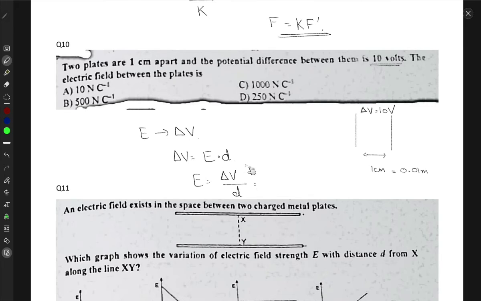And so just doing the math now by putting in values, delta V is 10 volts, right? Now D would be used in terms of meters, right? Because you can see that all of these options are given in newtons per coulomb, which is the SI unit. So the SI unit for distance is meters, hence you would be using 0.01 meters. And if you do the math, this is simply 1000 volts per meter, which is also 1000 newtons per coulomb. So the correct option is option C.